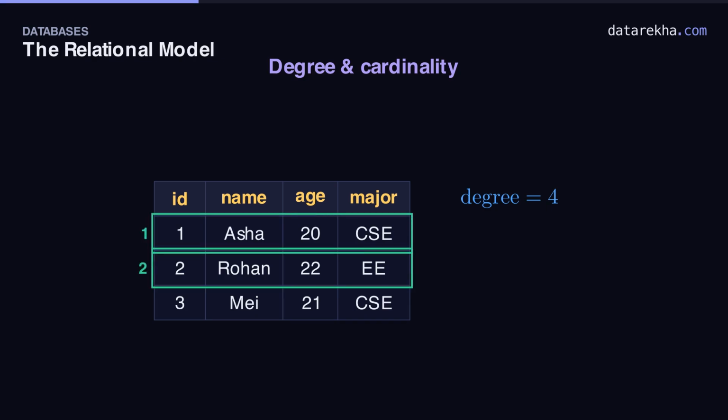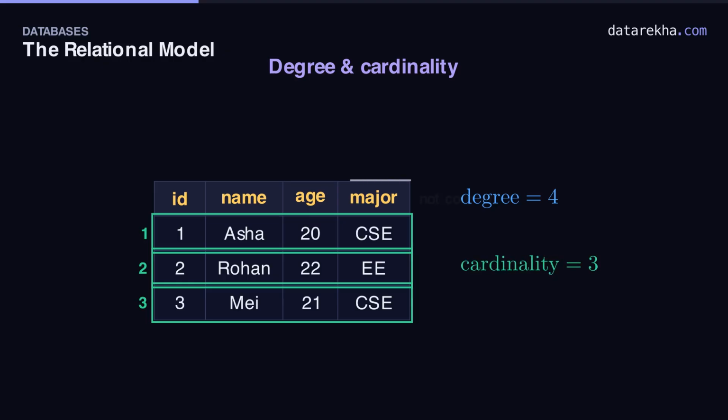The number of tuples, the number of data rows, is the cardinality. Count the rows. Asha, Rohan, and one more. 1, 2, 3. The cardinality is 3. And notice, we never count the header. That's the schema, not data.